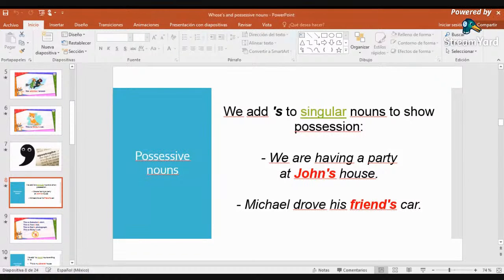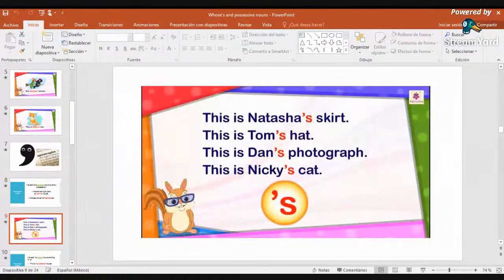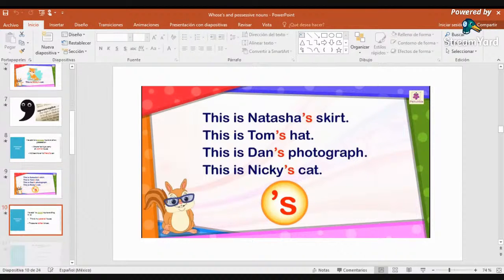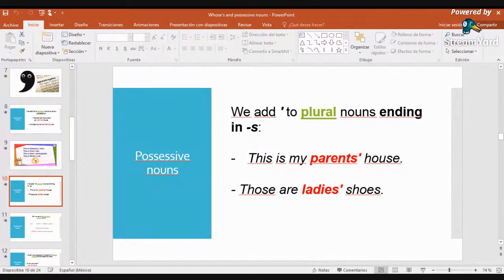Well, let's see. We have more examples here. In this case, in the first example, Natasha is the noun. Tom is the noun. In the third, Dan, and in the fourth, Nikki. We have the apostrophe and the S, okay? Then, let's go with the plural. Remember, plural, two or more than two. And we have these examples.